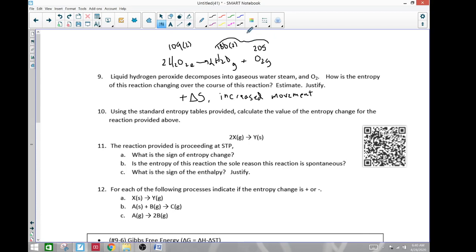581. Okay, and then this guy is just, what, 218. So the delta S for this reaction is equal to 581 minus the 218 equals 363. And this would be in joules per mole Kelvin. And there we go.